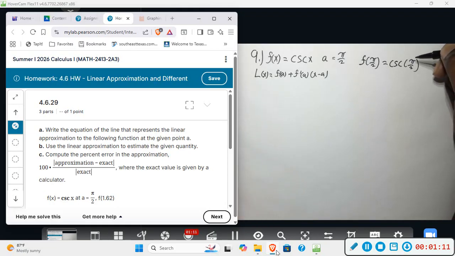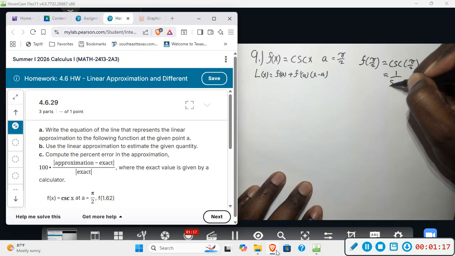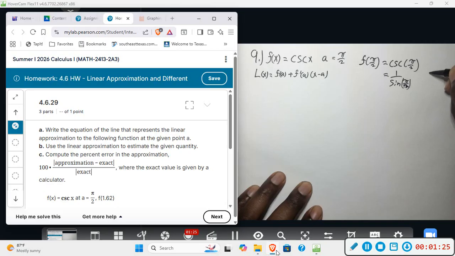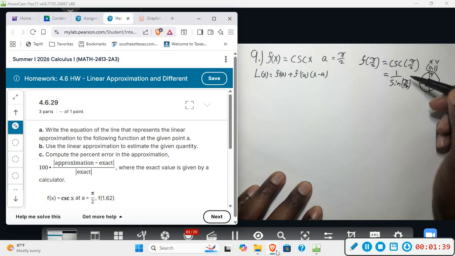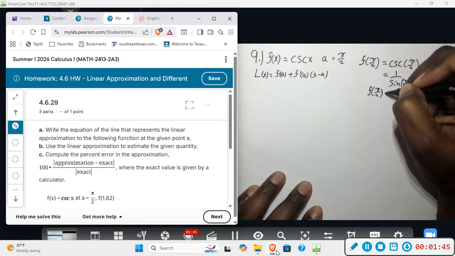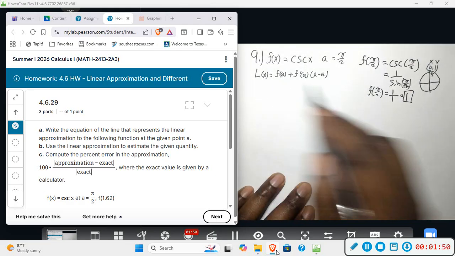So cosecant comes from sine, so this is the same as 1 over sine. Sine of pi half from the unit circle. Pi half is here. Ordered pair is 0, 1. Sine corresponds to the y coordinate. So y is 1. So 1 divided by 1, we just get 1. So f of pi over 2 is equal to 1 over 1, which is just 1. So that's my f of a is 1.